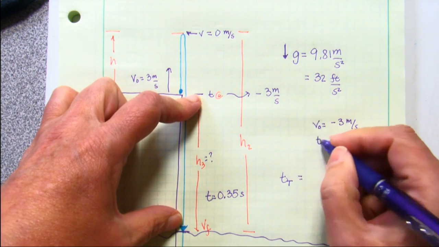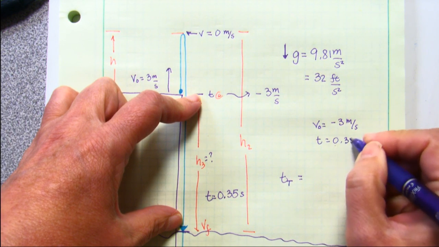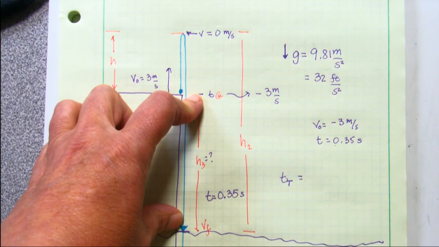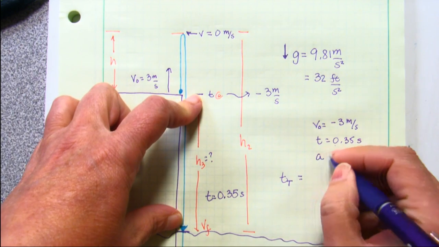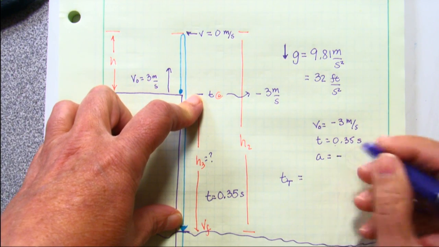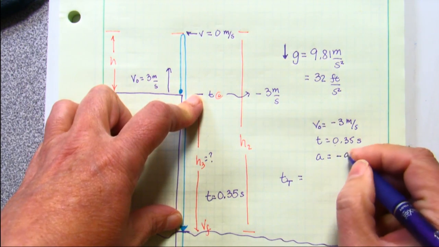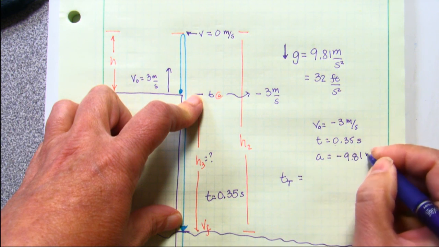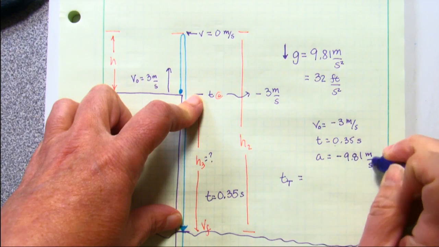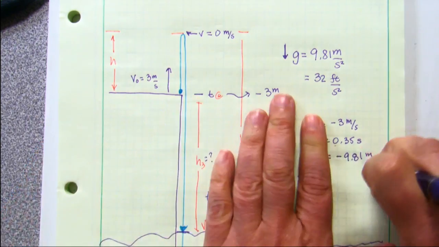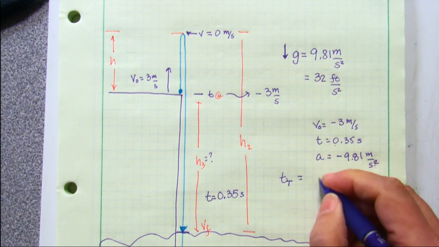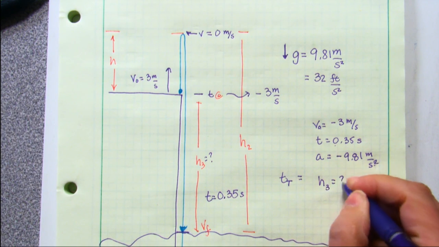I know my time is 0.35 seconds. And I know my acceleration is, and in order to make sure I have my directions carried out correctly, I've got my 9.8 meters per second, not cubed, squared. And I want to find height 3.